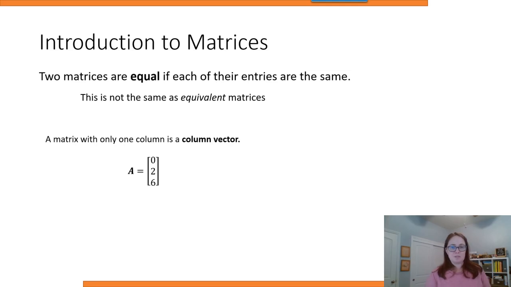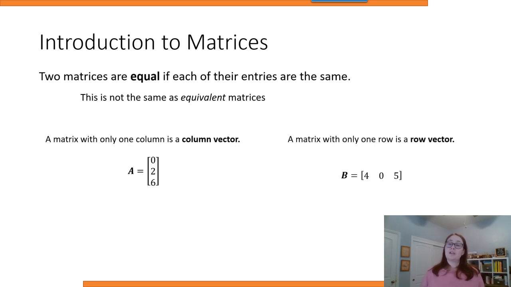Some other special types of matrices that we'll run into. If I have a matrix that is a single column, however many rows, we call it a column vector. Whenever we're talking about vectors, we will use a boldface capital letter to name it. So here I have a boldface A to describe this column vector 0, 2, 6. Similarly, if there's only one row, then I call that a row vector. So here I have a single row of 4, 0, 5. That would be a row vector, and again, I have a boldface letter, a boldface B, to name that matrix.